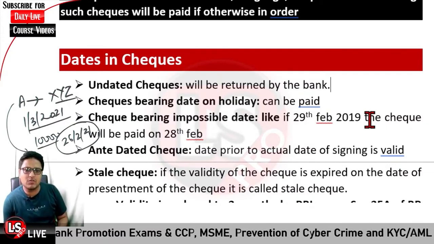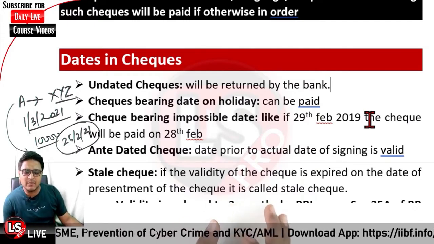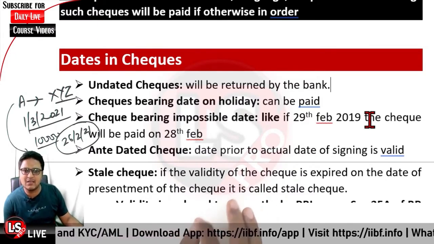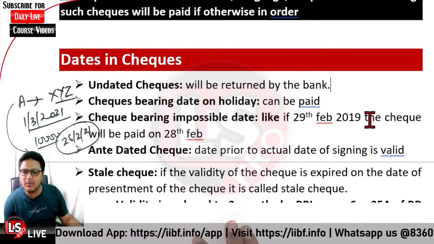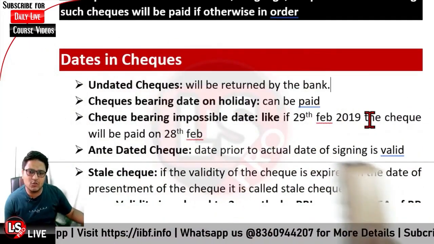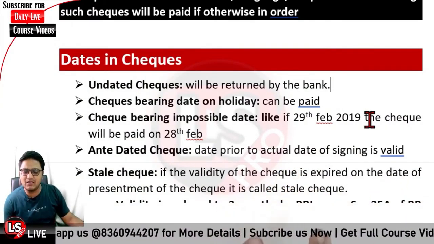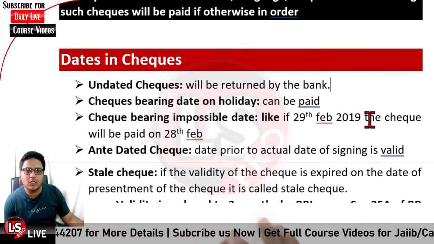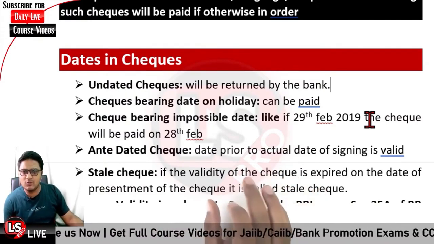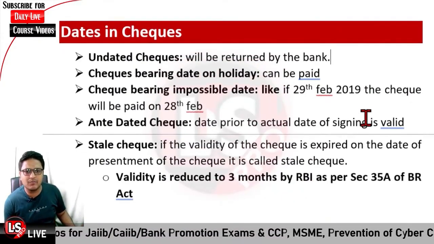Okay, and what about a stale check? If the validity of the check has expired on the date of presentment, then it is termed a stale check. And what is the validity period of the check? It is 3 months. Previously it was 6 months, but it was reduced to 3 months by the Reserve Bank of India as per section 35A of the Banking Regulation Act. Okay.